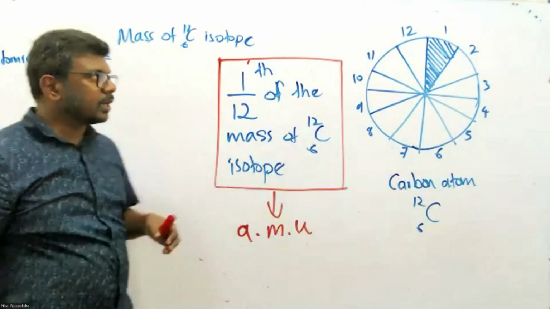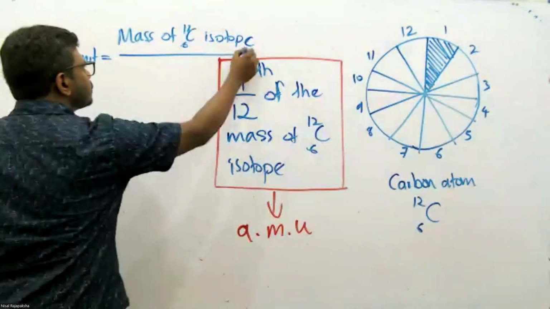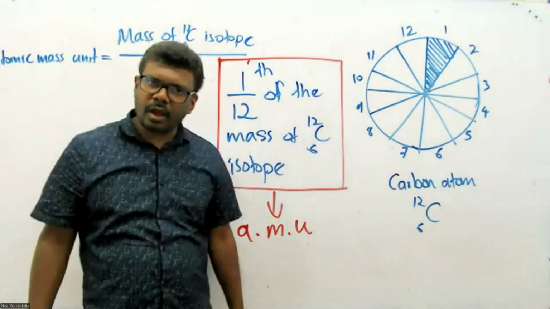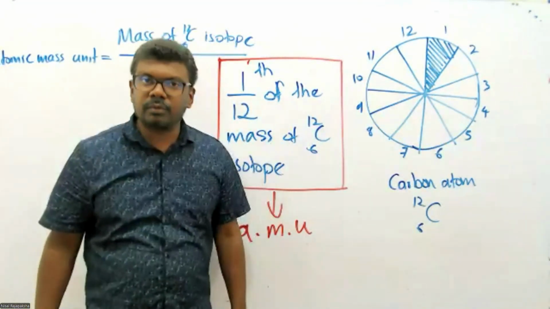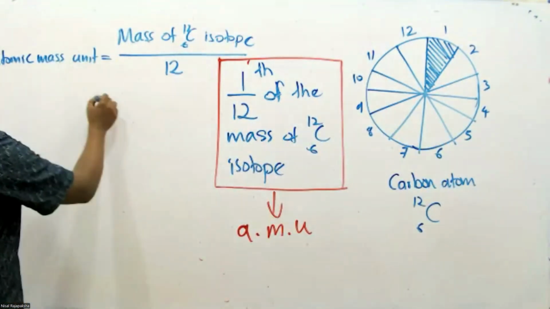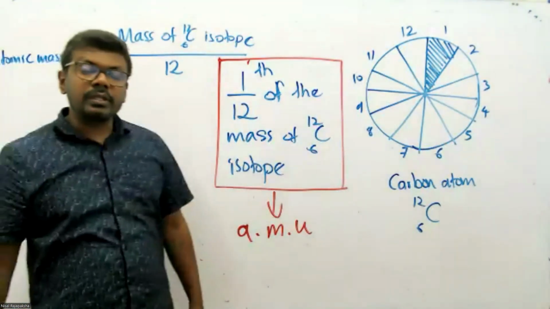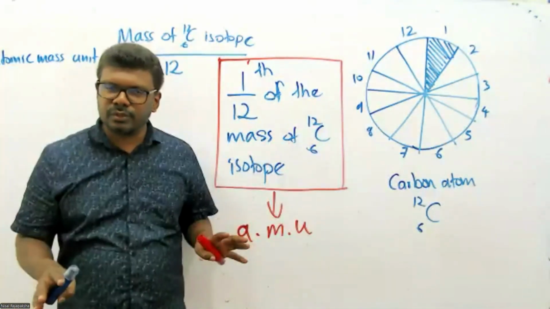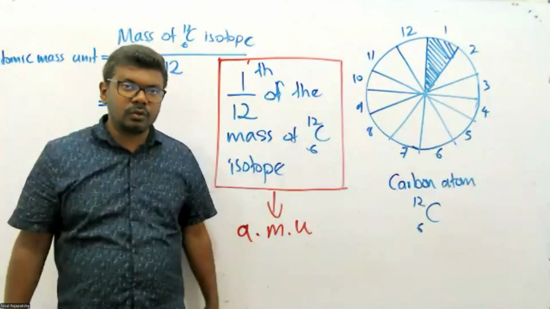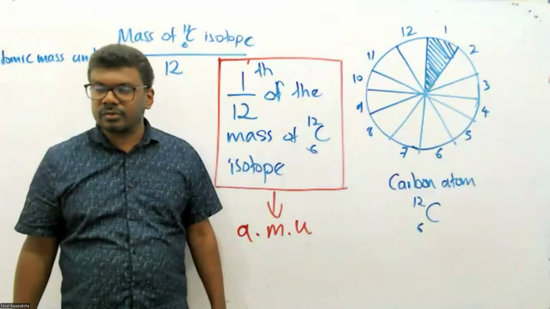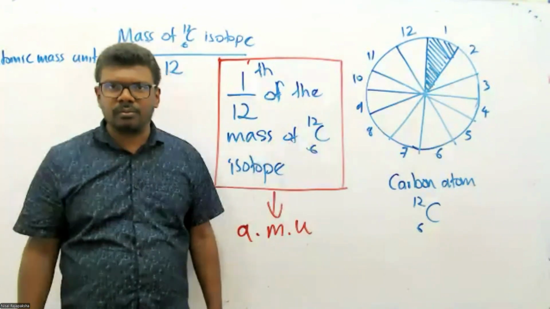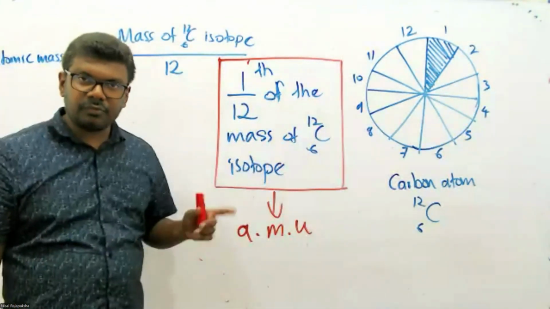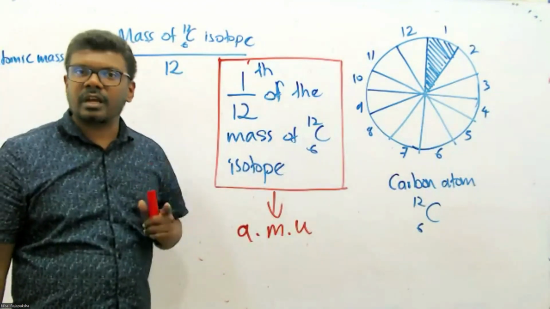Mass of carbon-12 isotope divided by 12. Mass of carbon-12 isotope divided by 12. Okay. So this is the way of calculating this atomic mass unit, the unit that is prepared to measure the mass of an atom. So in the earlier question, we have identified the mass of a carbon atom.